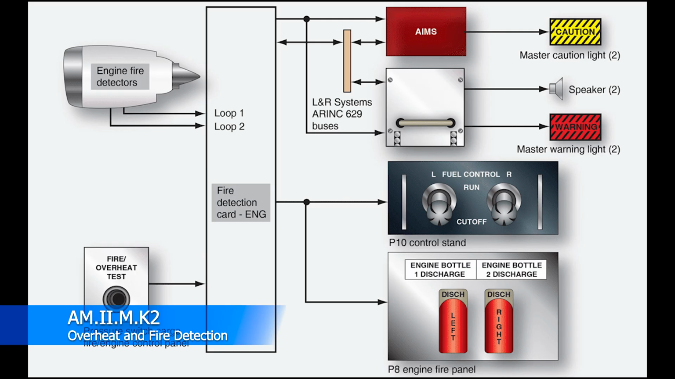Now if they both indicate a fire, then obviously there's a fire, and then you get all the master caution warning lights and all that good stuff starts happening. But that is the advantage of a dual loop system.